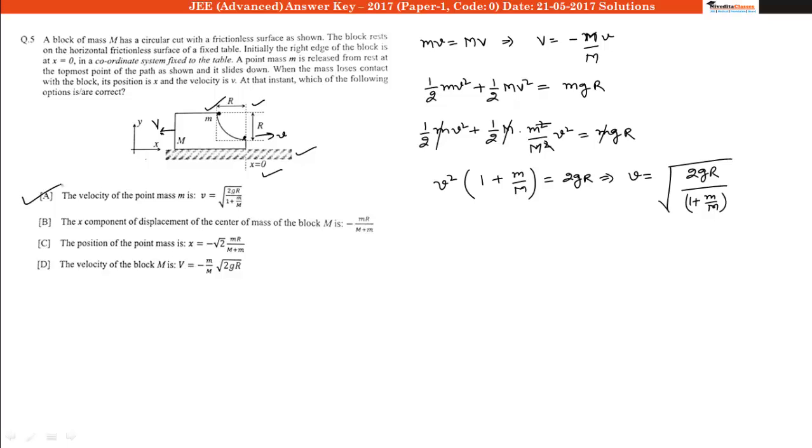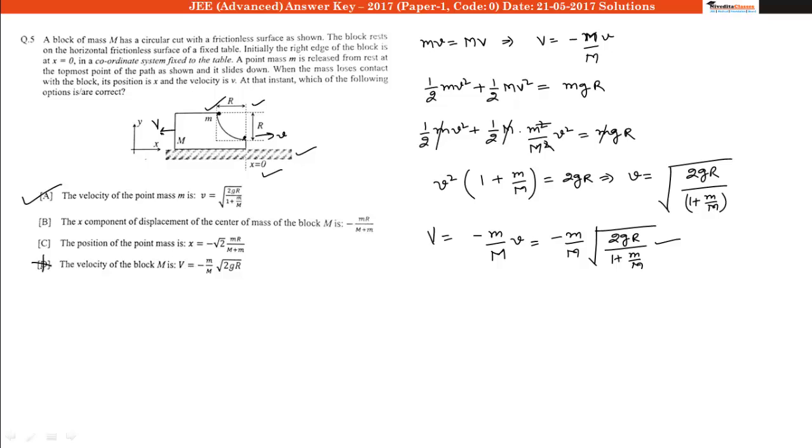So, if I talk about capital V, the capital V will be equal to minus small m divided by capital M into small v, which is equal to minus m by capital M times root of 2 g R divided by 1 plus small m by capital M. And our option D says that the velocity of block M is equal to minus m by M root 2 g R. So, this should be the velocity, and this is the wrong option.